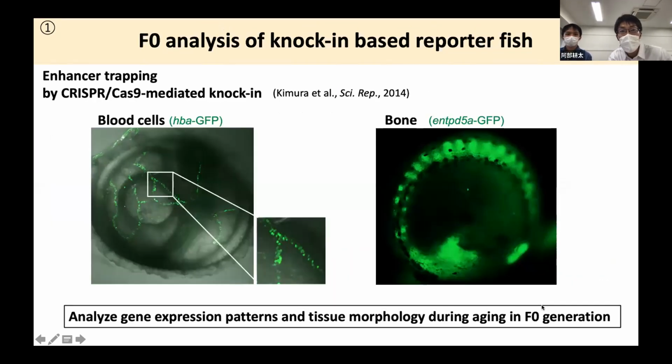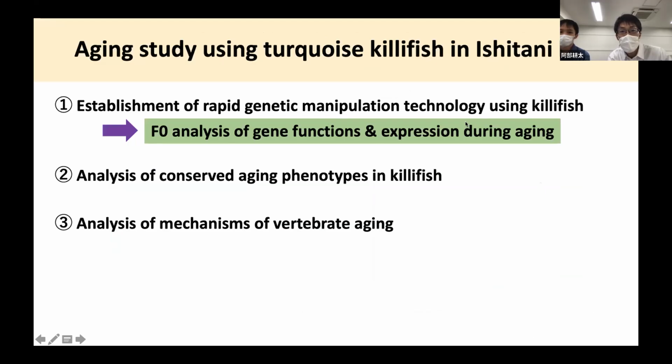And also, we applied F0 analysis of knock-in-based reporter fish into killifish. And here, we used an enhancer trapping system by CRISPR-Cas9 mediated knock-in. I omit the detailed method, but anyway, by using this method in killifish, we succeeded in the visualization of blood cells of killifish like this, and also the bone of killifish like this. So these fishes are actually F0 first generation. By using this method, we can analyze the gene expression and also tissue morphology during the course of aging, even in the first F0 generation. So now, by the establishment of these technologies, we can rapidly analyze the gene functions and also the expression during the course of killifish aging in the first generation, very, very rapidly.